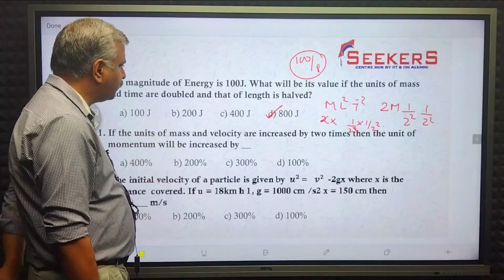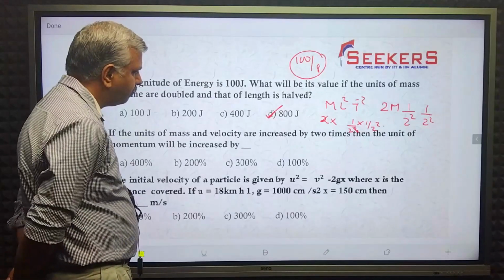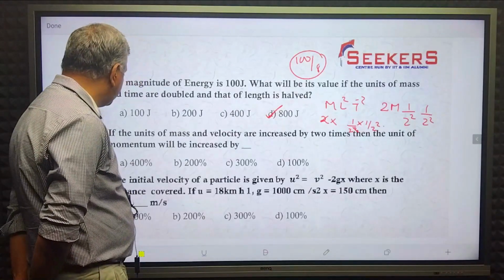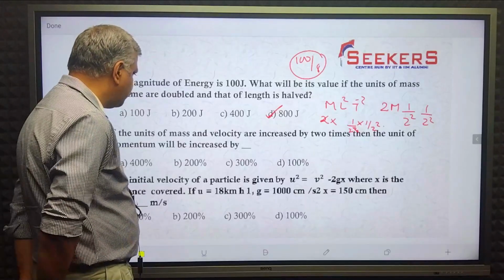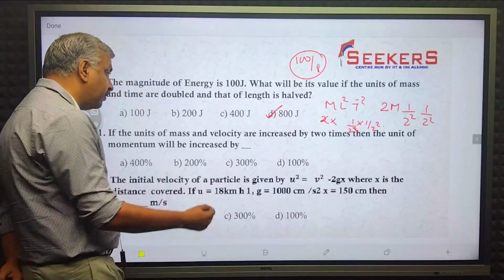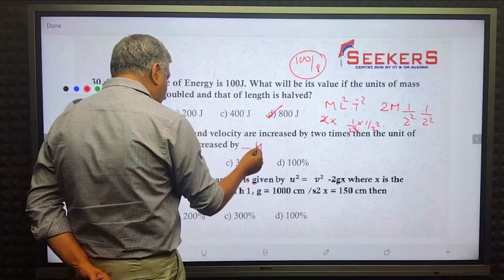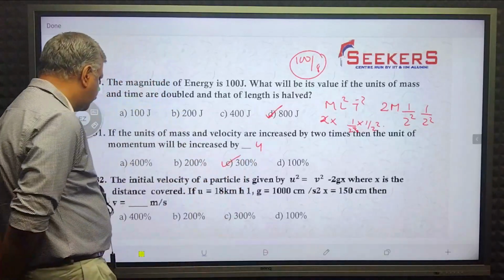If the units of mass and velocity are increased by 2 times, then the unit of momentum will be increased. Mass is becoming 2 times, velocity is becoming 2 times. So momentum will become 4 times. So 4 times means it is increasing by 300%.